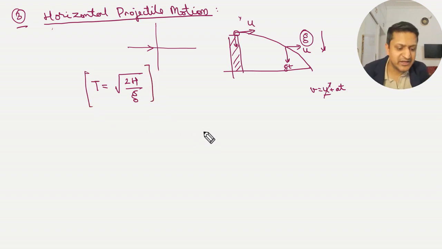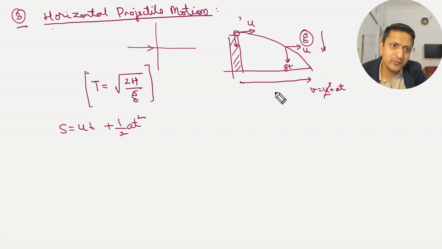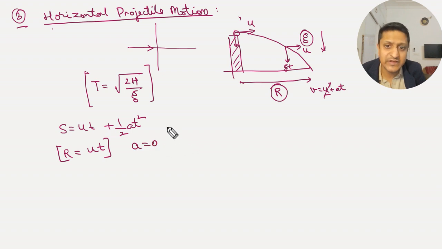And for the range value, that is how much it would be going, you can use s equals to ut plus half at square. If you would like to calculate this range, so r will be only ut, because the acceleration will become 0. The acceleration, that is the gravity, is in the vertical plane, not in the horizontal plane. This r is in the horizontal plane.